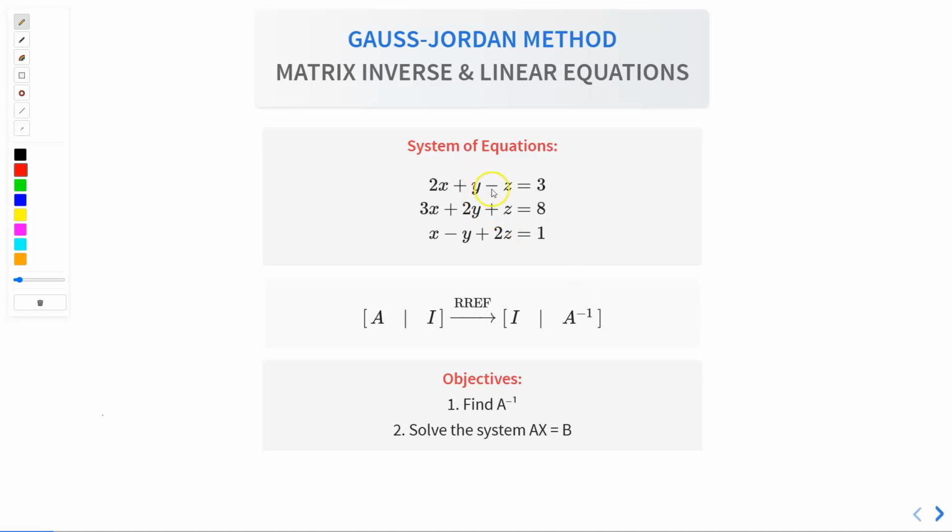So here 2x plus y minus z is equal to 3, 3x plus 2y plus z is equal to 8, x minus y plus 2z is equal to 1.